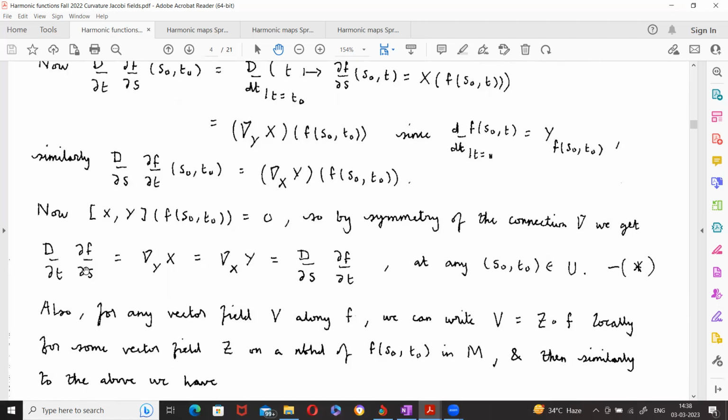Okay, so symmetry of the connection will imply this property. If I take a parametrized surface, which is an embedding, D/∂t of ∂f/∂s is equal to D/∂s of ∂f/∂t. Okay. So we have less than a minute. Let me stop this session and start a new one.